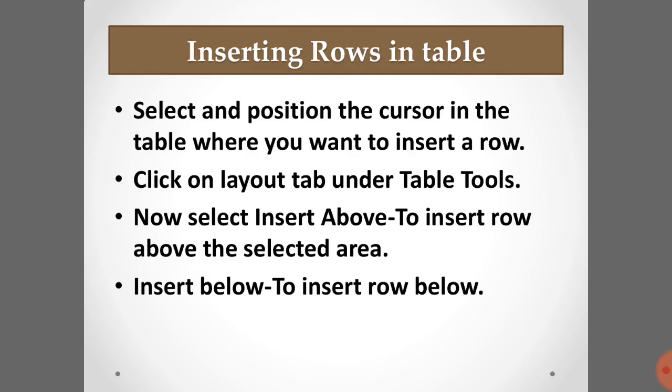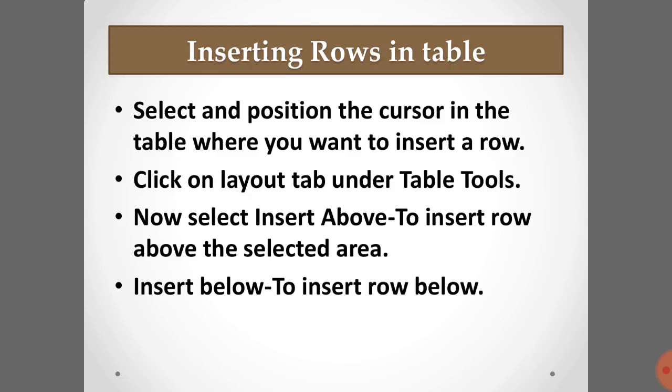Inserting rows in a table. If you see that I have made 4 rows and now I need one more row to be added in the table, how to insert a row in a table? Just select the area where you want to insert another row, either after or before the selected area. So select that area where you want to insert a row and click on insert row above.